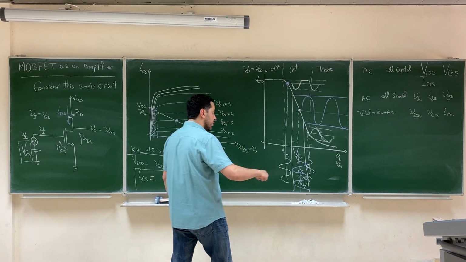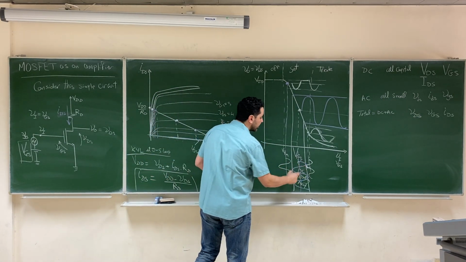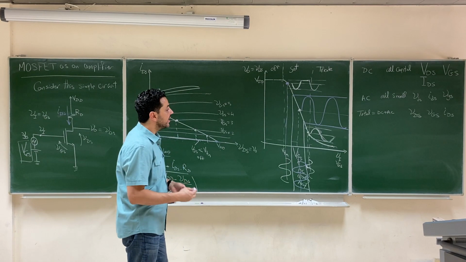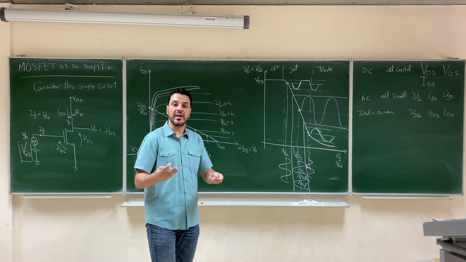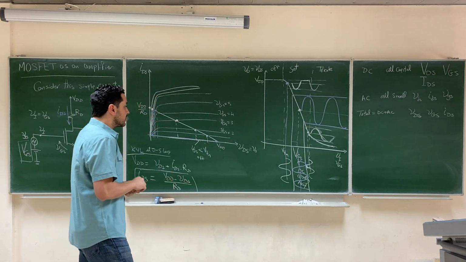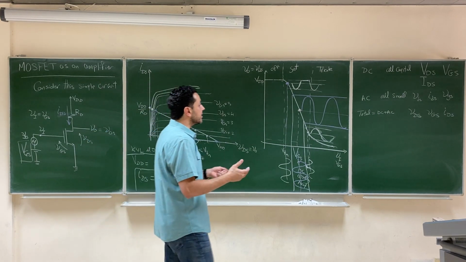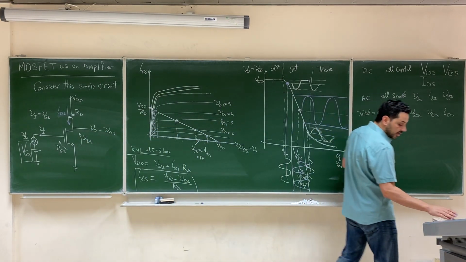Okay? The second point, I repeat again, is that your input signal must be small in order to see a linear part of the curve, and hence you have a linear amplifier. So that's it with respect to the amplification.